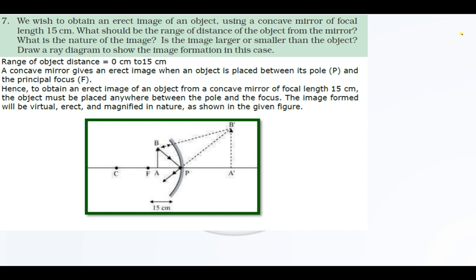So the range is 0 centimeters to 15 centimeters. You can see over here. A concave mirror gives an erect image when the object is placed between pole and principal focus. Right. So the object must be placed anywhere between the pole and the focus, between 0 to 15 centimeters. And we obtain a virtual and erect image on the other side. This is the ray diagram that we have to draw. Fine. So please pause the video and write this down in your CW.